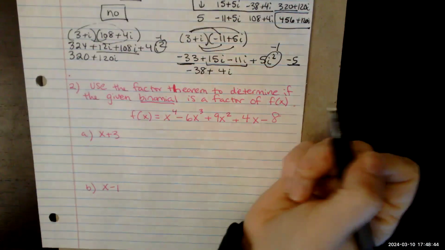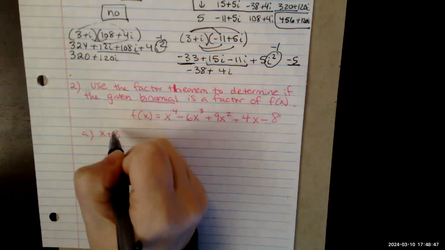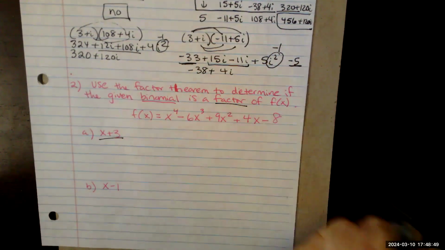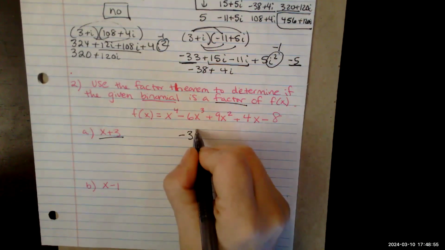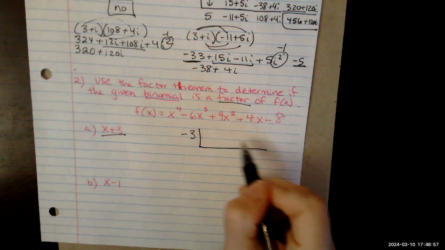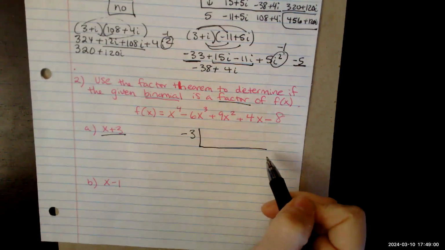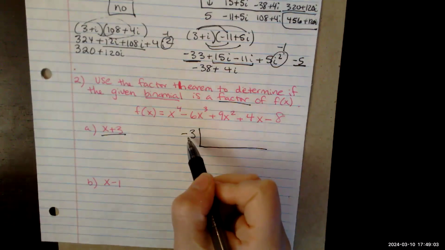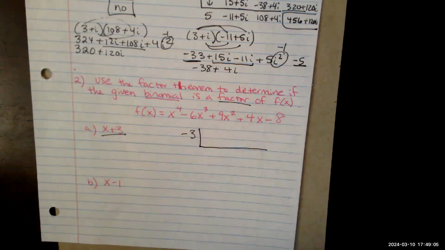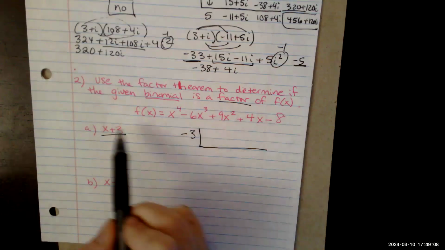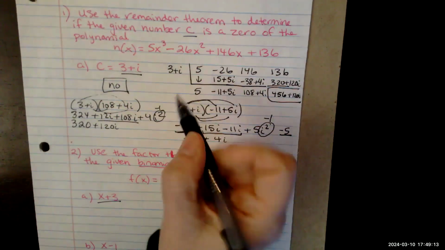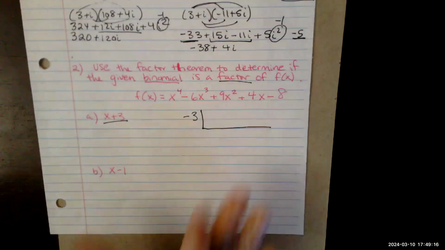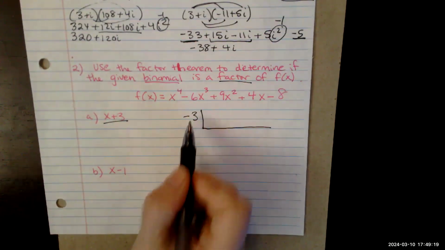Now for number 2 down here, same idea. They're asking me, except instead of is something a 0, they're asking me, is this a factor? Well, the same rule applies that if I change this to its 0, if I divide negative 3 into this problem and I get no remainder, then that means negative 3 is a 0, which means x plus 3 is a factor. So you just have to be careful and make sure if they give you the 0 or the C, you use exactly what they give you.